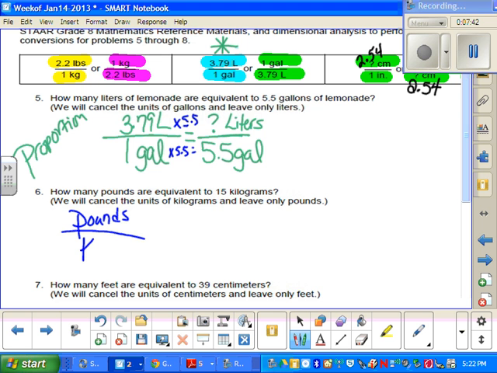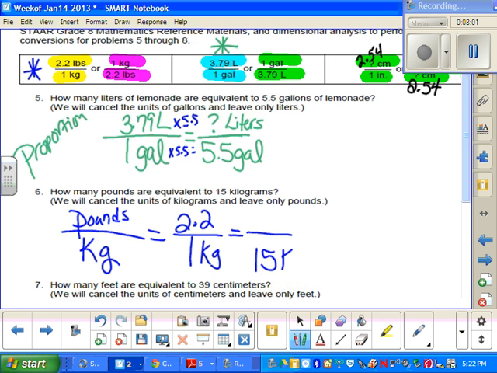So we have pounds to kilograms, and we know that we have, let's go look at our chart here, 2.2 pounds in 1 kilogram. And the problem says that we have 15 kilograms, so we line everything up. So how do we get from 1 to 15? It's times 15 in our bottom proportion.